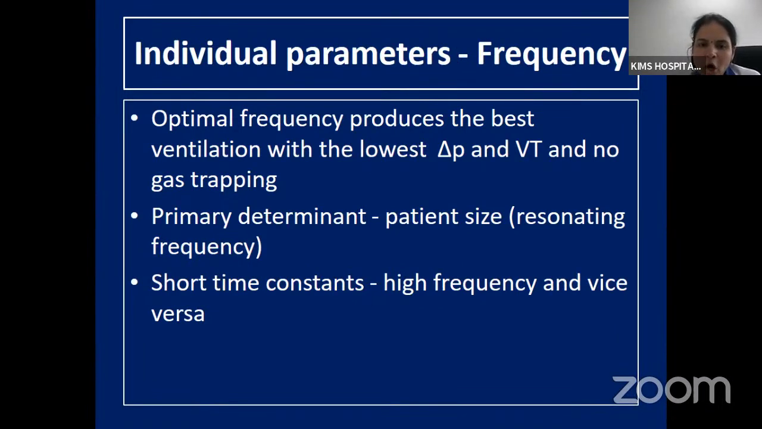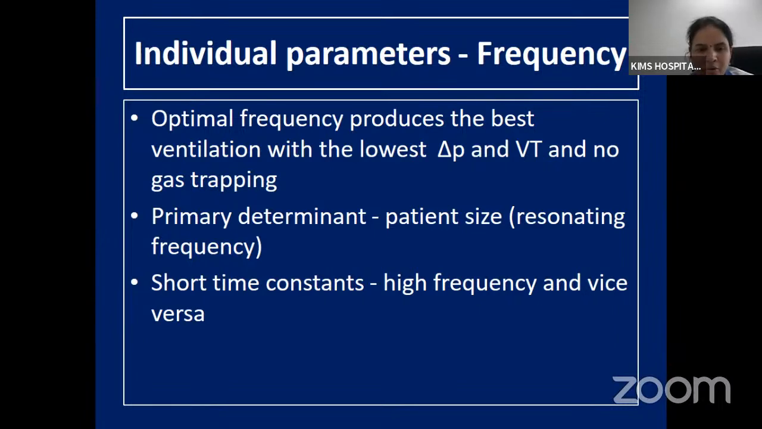Coming to the frequency, the optimal frequency is actually decided by the baby's size, or what we call the resonating frequency of the baby. So for a term baby, as we discussed, we tend to start with a frequency on the lower end, like 8 to 10 hertz. And for a preterm baby, we may start with a frequency which is 12 or 15 hertz, because this corresponds with the resonating frequency of the baby. Likewise, based on the disease physiology, the shorter the time constant, like in RDS, one begins with a high frequency, whereas the larger the time constant, we begin with a smaller frequency.